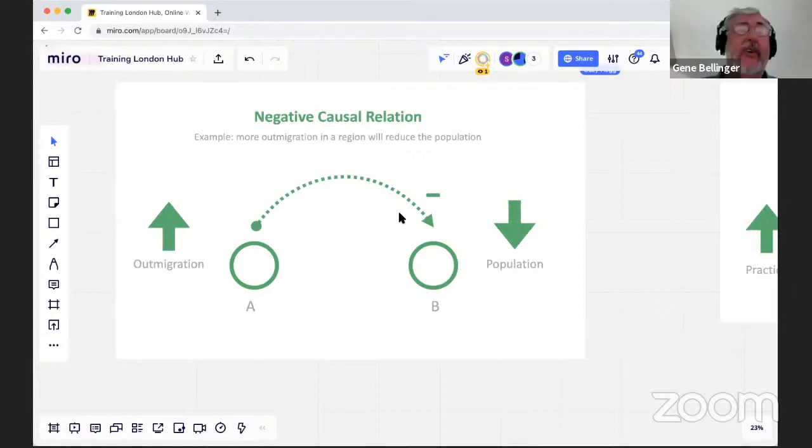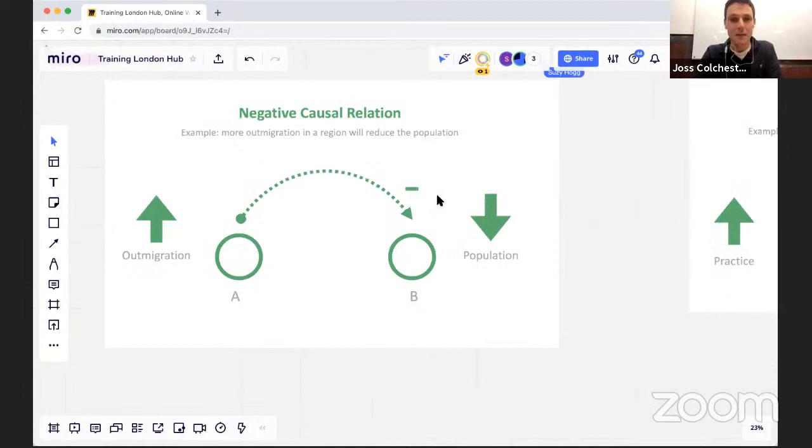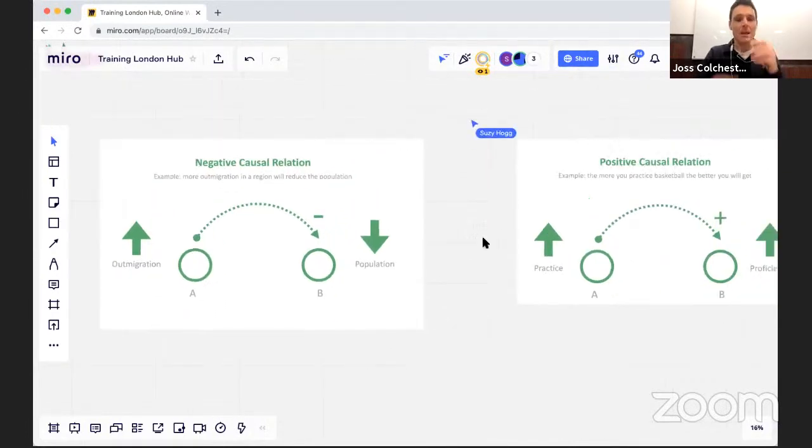So if A increases, that means because it's an inverse relationship, B is likely to decrease. Yeah. Okay. Very good. So if we get more outward migration, population is going to go down, right? As this goes up, that's going to go down. So that's what I mean by that kind of dynamic where they're moving in opposite directions.